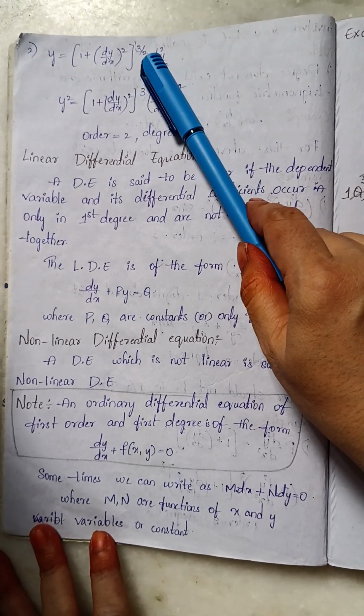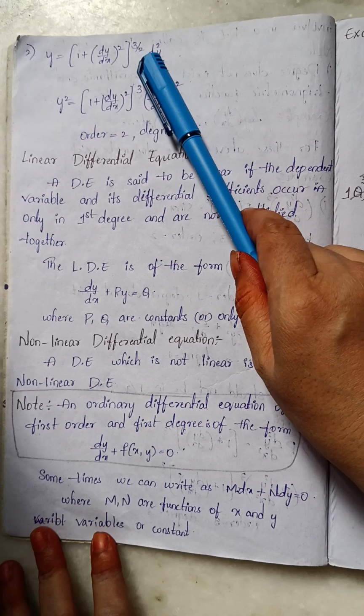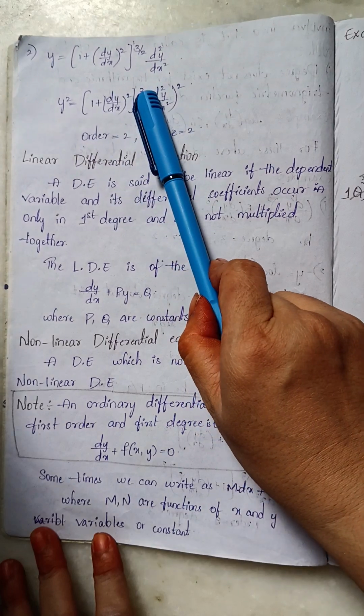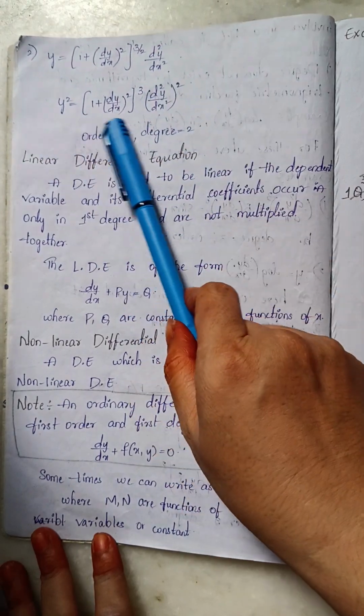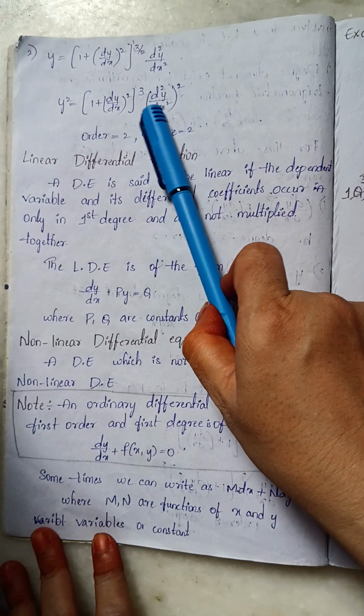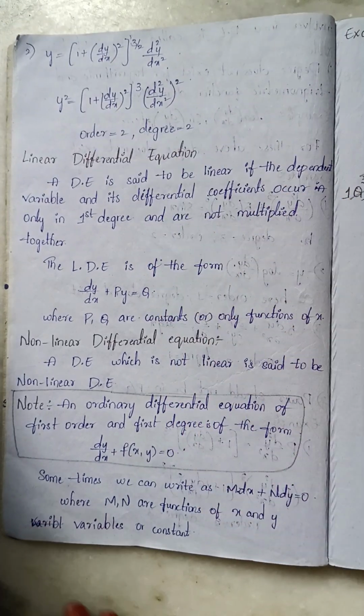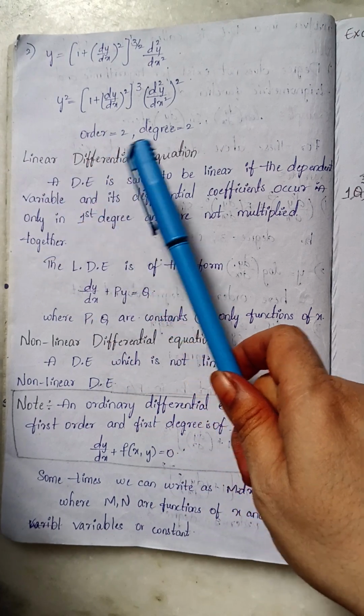And see girls, here also it is having a fraction. That's why squaring on both sides, then the 2 will be eliminated. So y square here eliminated, here whole square. Now check for the order. What is the order here? Second order derivative. So order is 2, that power is 2. So degree is 2.